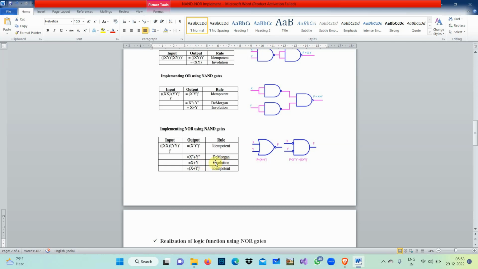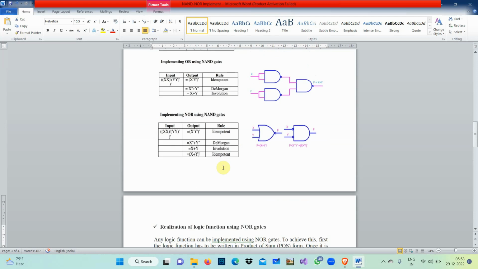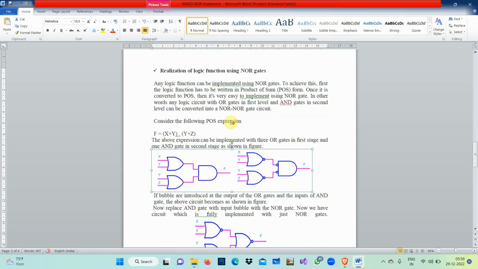That is the involution. Now what if I go for the inverse of that one? That is equivalent to x plus y, by the idempotent rule. So this is the realization or implementation of the NOR gate using the NAND gate. Next, I am going to look at the realization of a logic function using the NOR gate. Let us see what is happening.